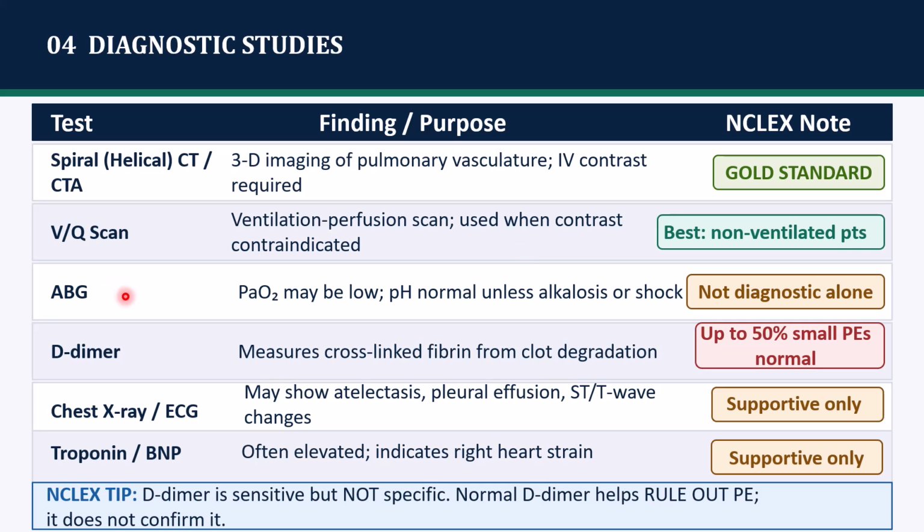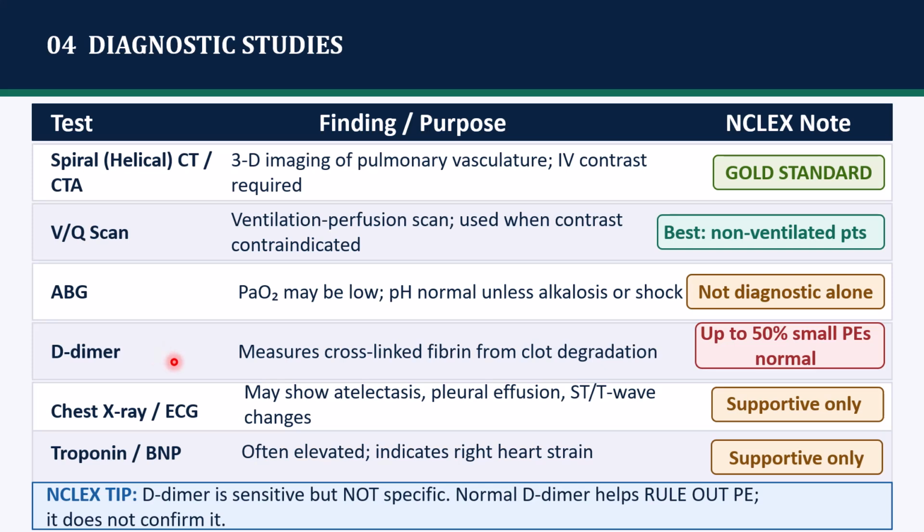Next is arterial blood gas analysis. It's important but is not diagnostic for PE. The PaO2 may be low because occluded pulmonary vessels prevent proper oxygenation. The pH is often normal but may shift into respiratory alkalosis if the patient hyperventilates or toward acidosis in shock. ABG helps you assess the severity of the situation, but it won't confirm the PE.